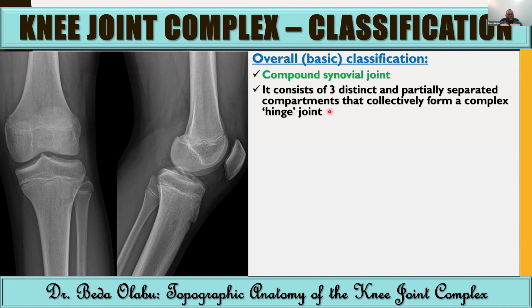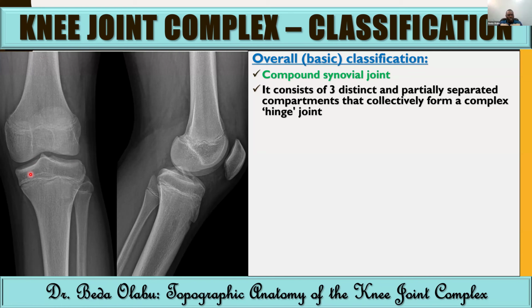Now, maybe just something more to elaborate on this compound nature. Some people consider the knee joint to consist of three distinct and partially separate compartments. We have this compartment here between the patella and the femur. So we call that the patellofemoral joint. And then we have this compartment and that compartment. So these are the tibiofemoral joints.